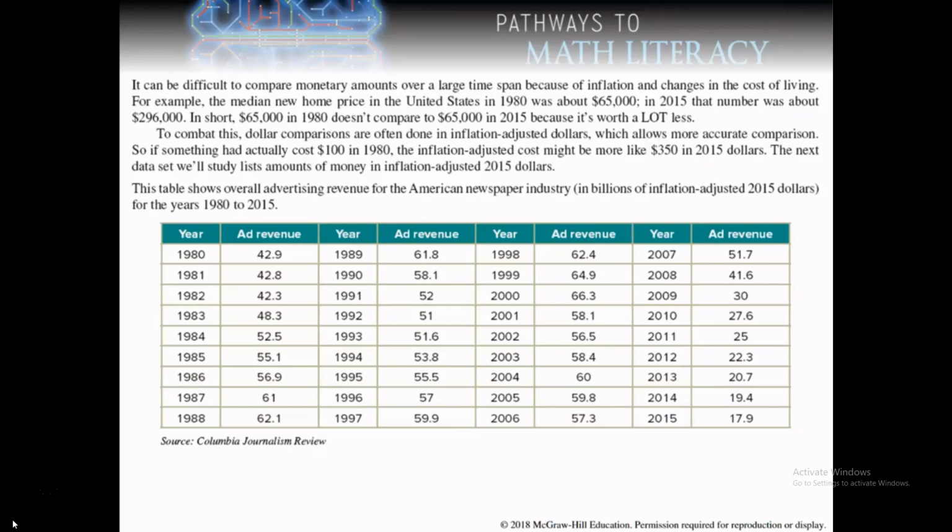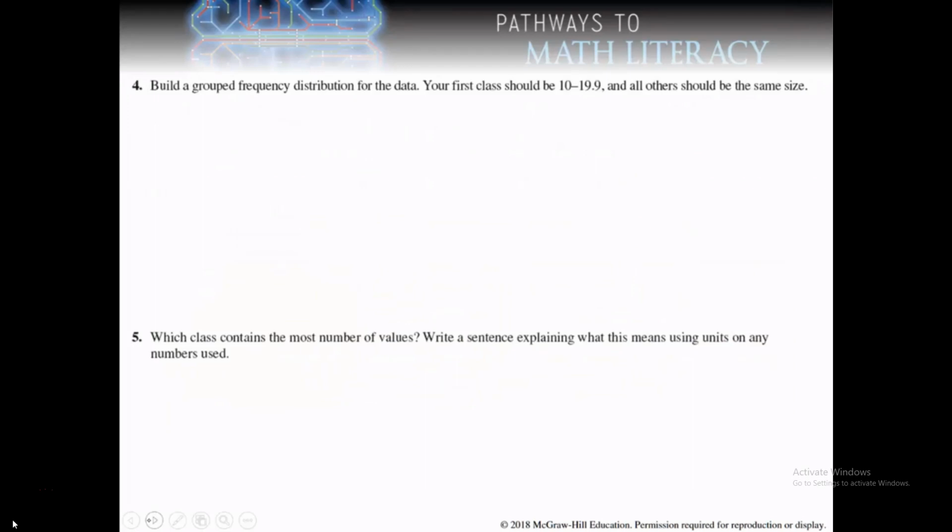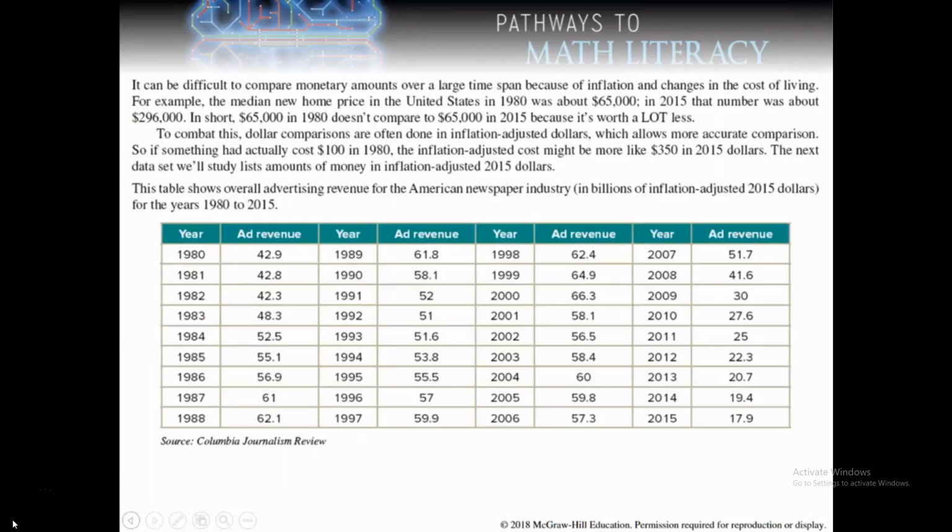These are all in billions of dollars, inflation adjusted to 2015. So in question 4, we're asked to build a grouped frequency distribution. They tell us what the classes should be. They should start at 10 and go from 10 to 19.9 and so on. Let's check and see how high we need to get. It looks like we have values in the 60s but none in the 70s.